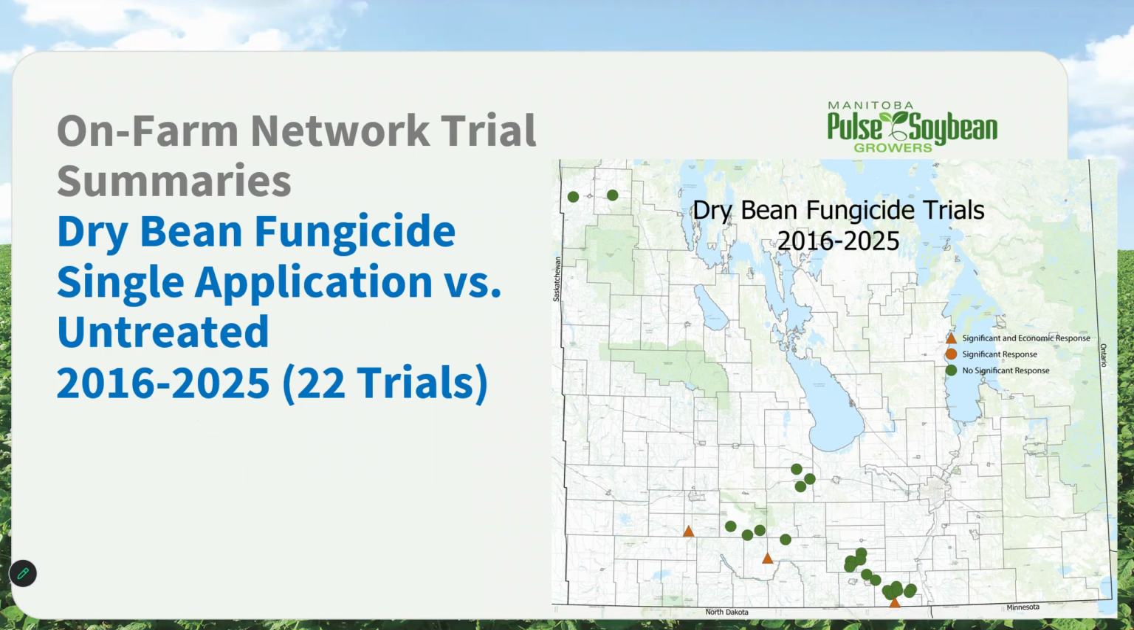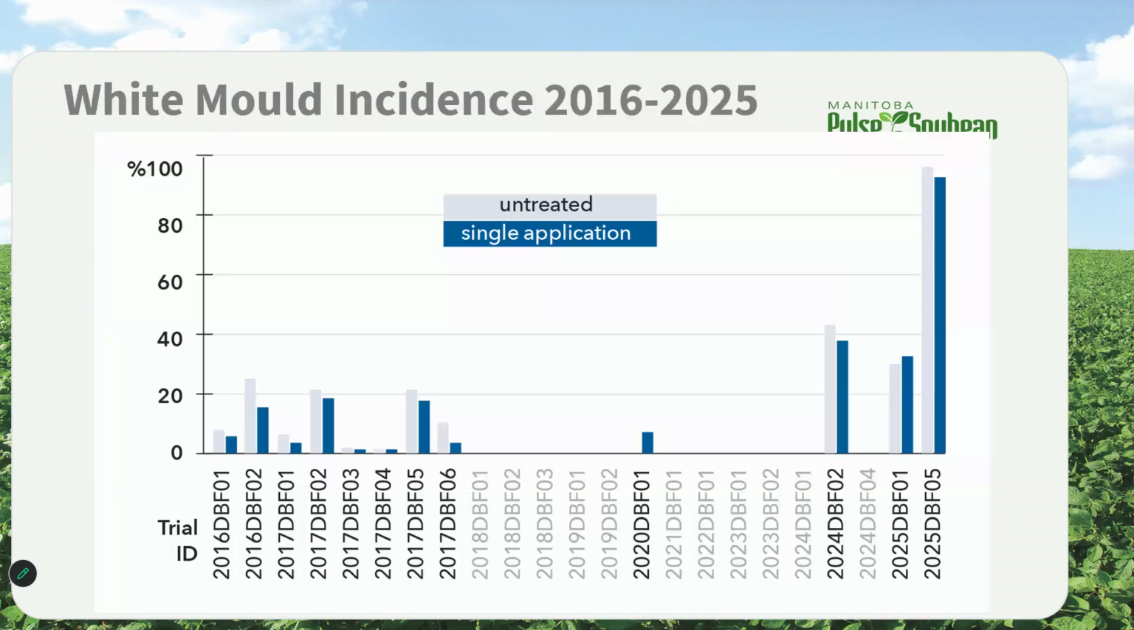So, on-farm network trial summaries of dry bean single application versus untreated fungicide from 2016 to 2025. We have completed 22 trials shown here on the map, and there have been 3 trials with significantly different results between the treatments.